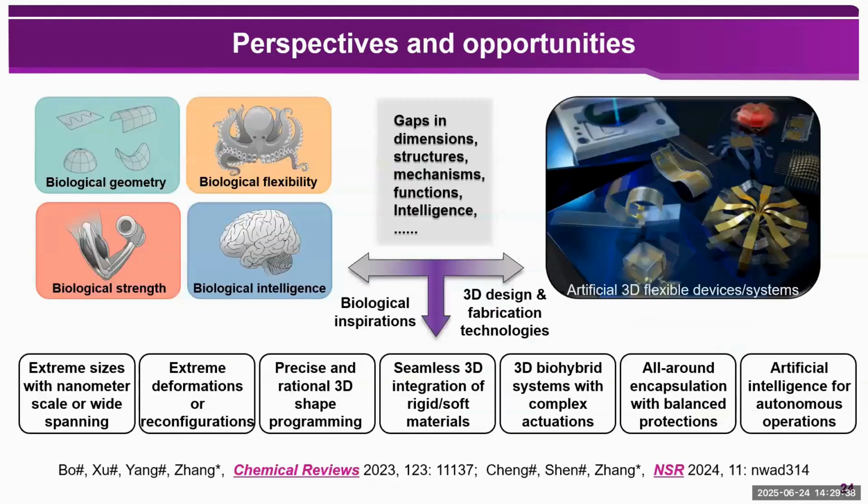And excluding the electronic skin, there are also many other opportunities in the exciting area of bioinspired 3D electronics because of the gaps in the dimensions, structures, mechanisms, functions, and intelligence between the natural organisms and artificial electronic systems. So there are rich opportunities in the design and fabrication of 3D architected electronics and systems in many different aspects. And here I just list some interesting directions, and all of you are very welcome to explore together along this direction.